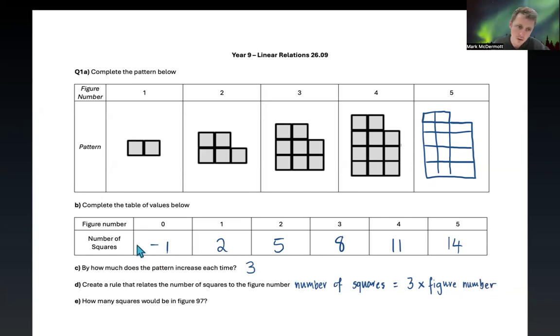Okay, then we need to find out how many squares there were for figure number 0, because we either get a head start or we don't have a head start. We're behind the game to begin with. In this case, we have to subtract 1.